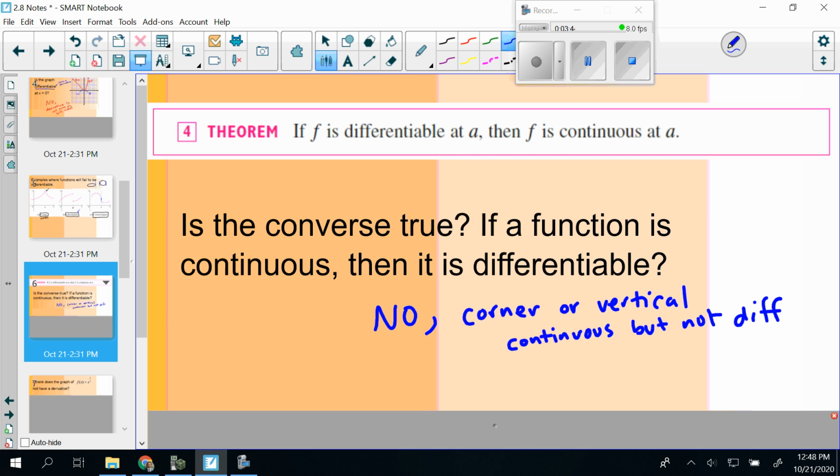So those would be two examples, like a corner. This graph is definitely continuous. I can trace the whole thing without picking up my pencil, but no derivative there. So that statement's not true. If something's continuous, that doesn't necessarily make it differentiable. But if you are differentiable, that automatically means you're going to be continuous.